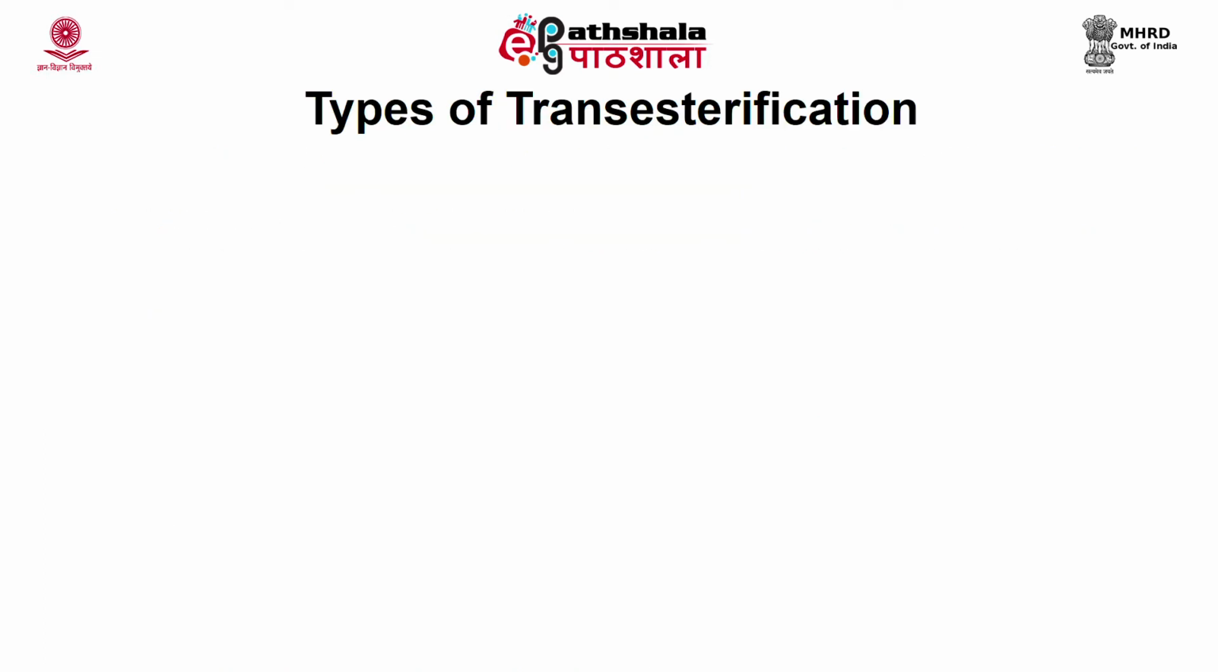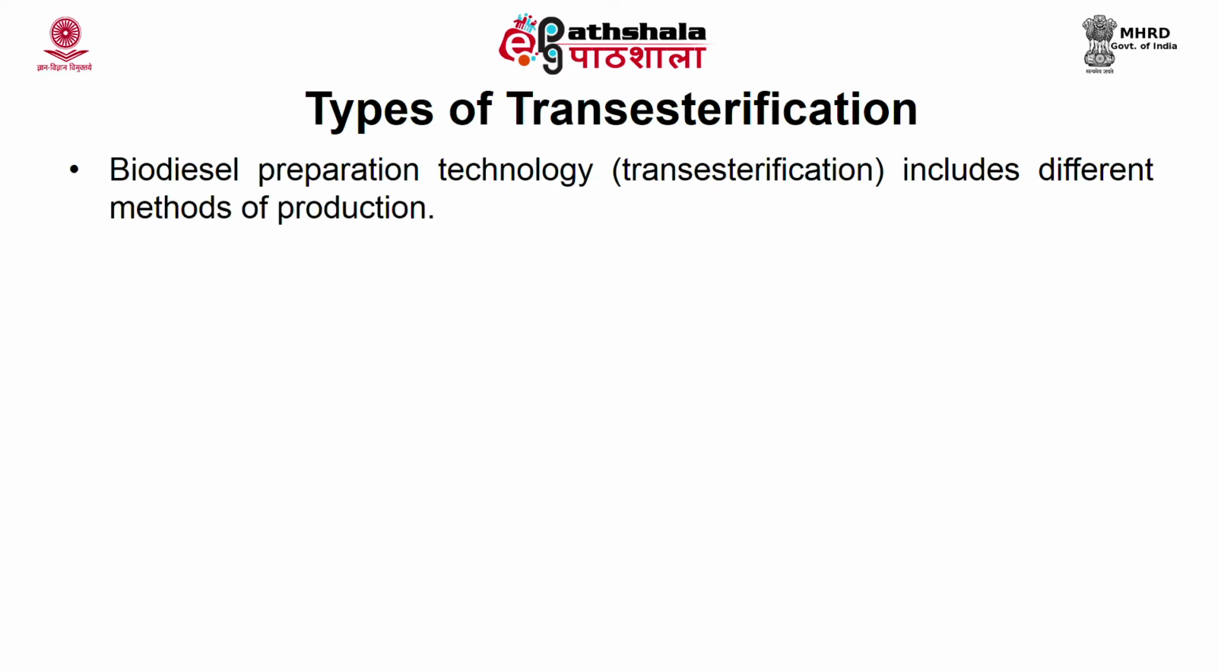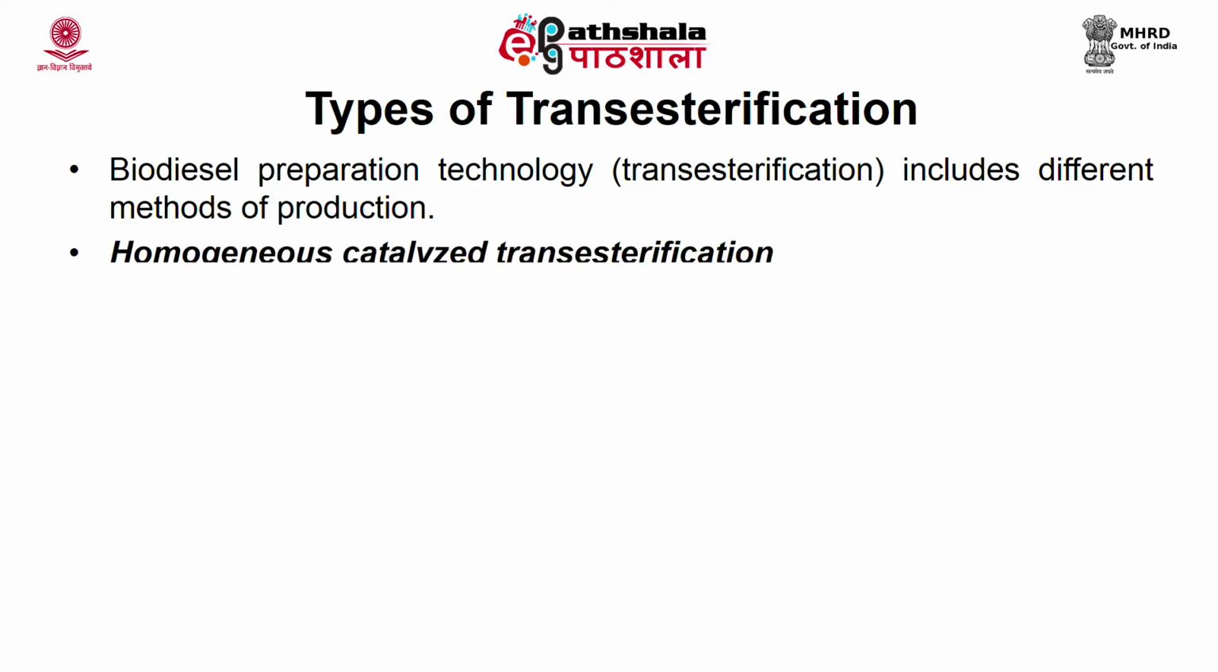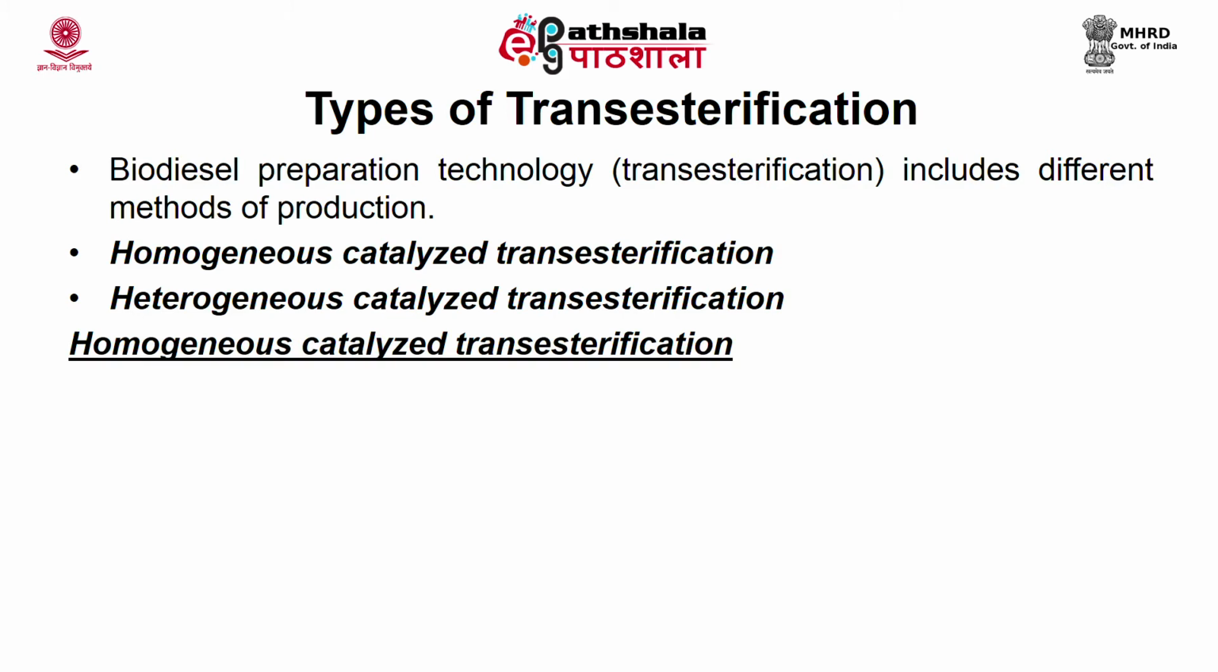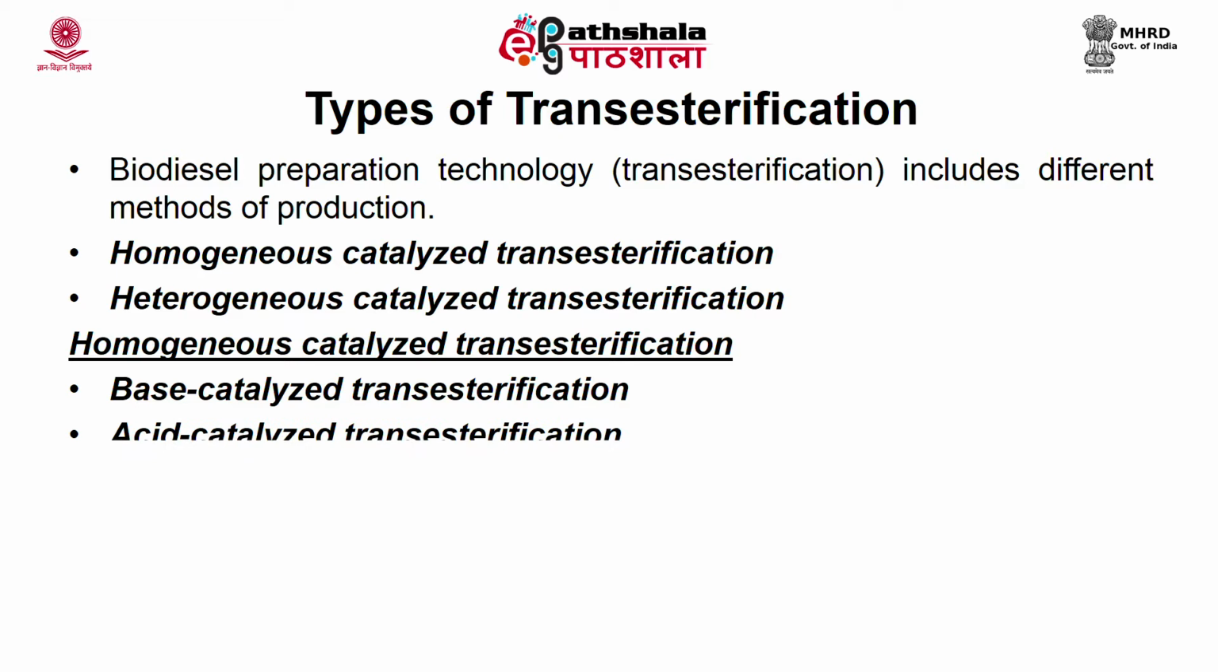What are the different types of transesterification? This is mainly based on the catalyst used in this process. It is divided into two categories: homogeneous catalyzed transesterification and heterogeneous catalyzed transesterification. The homogeneous catalyzed transesterification is further divided into base-catalyzed transesterification and acid-catalyzed transesterification.